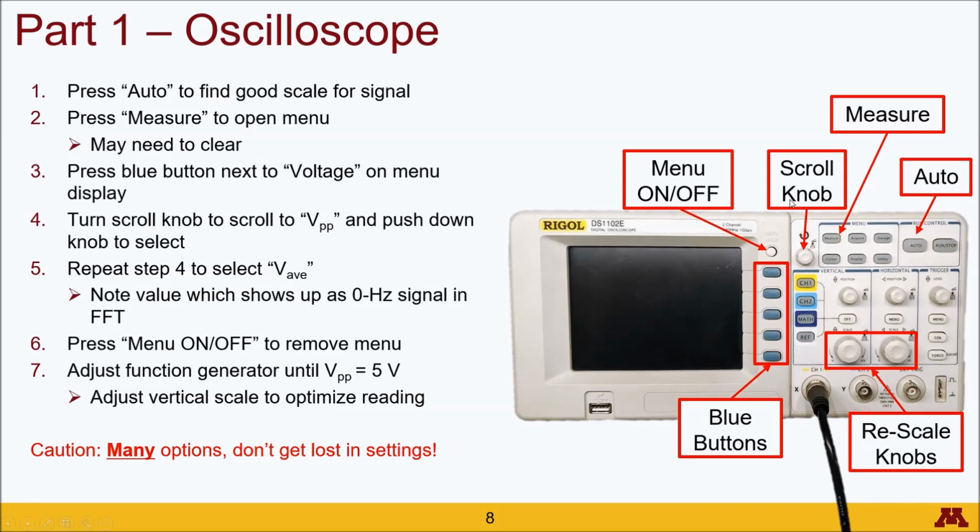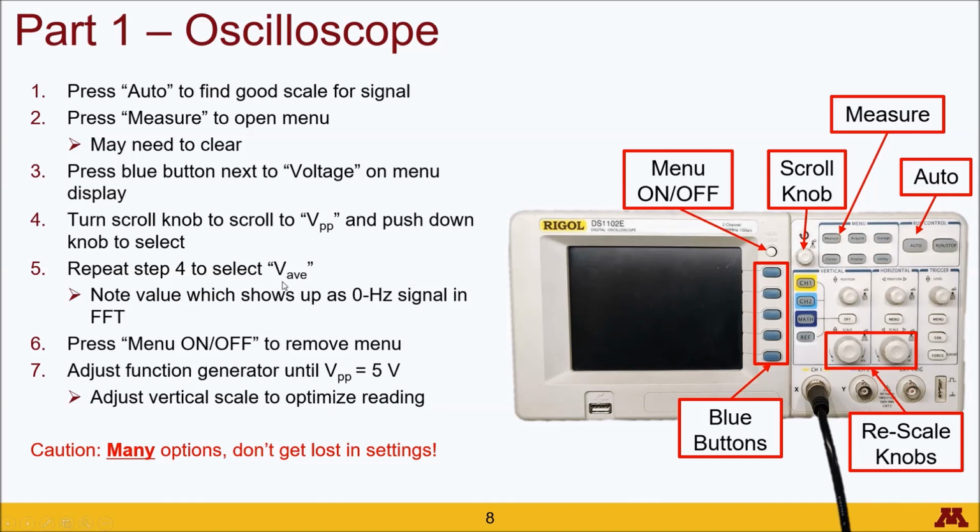Once you've clicked on that, you can twist the scroll knob to scroll down to the options you want, and you'll scroll down to voltage peak to peak. And then in order to select that option, you will press down on the scroll knob. And then you will want to do the same thing, but select the average voltage.